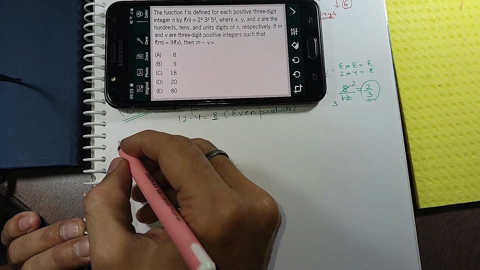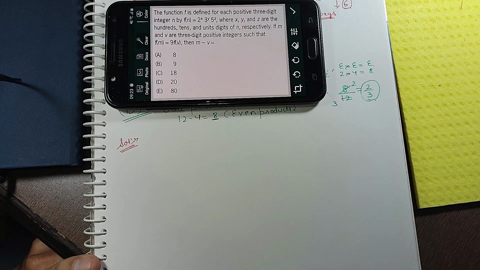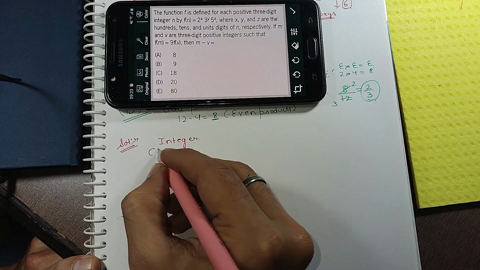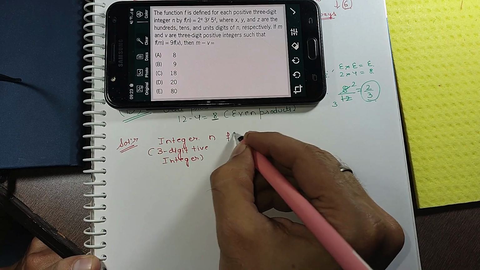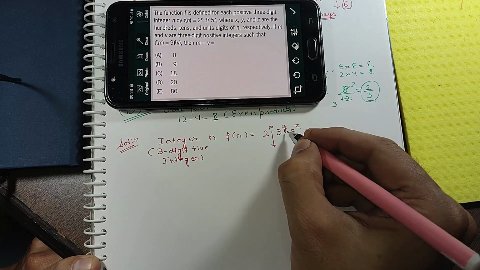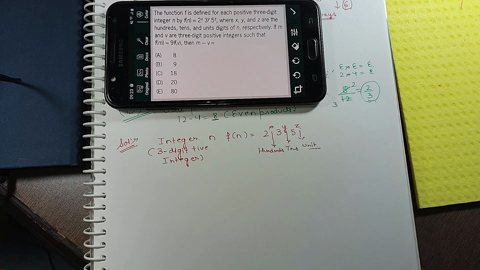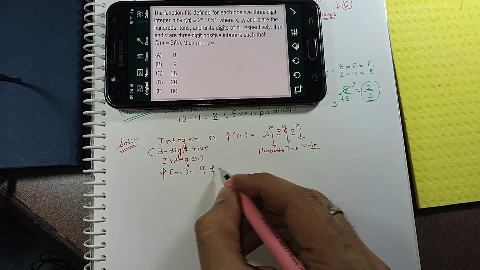The function f is defined for each positive 3-digit integer n by f of n is equal to 2 raised to power x, 3 raised to power y and 5 raised to power z, where x, y and z are the hundreds, tens and unit digits of n respectively. If m and v are 3-digit positive integers such that f of m is equal to 9 times f of v, then m minus v.